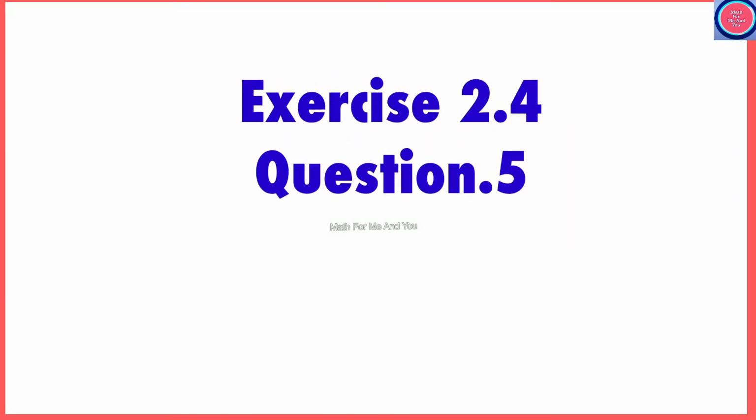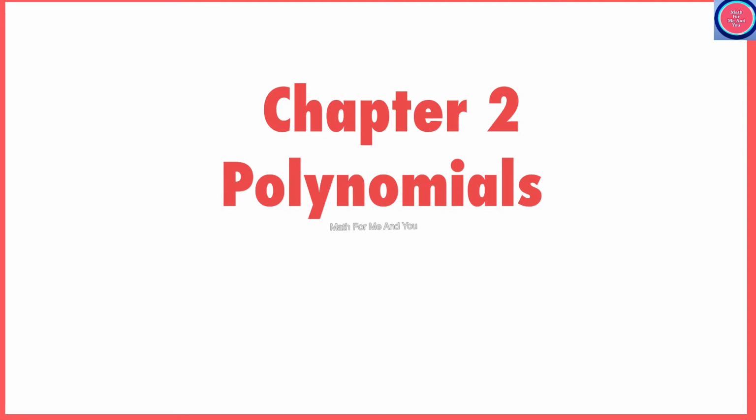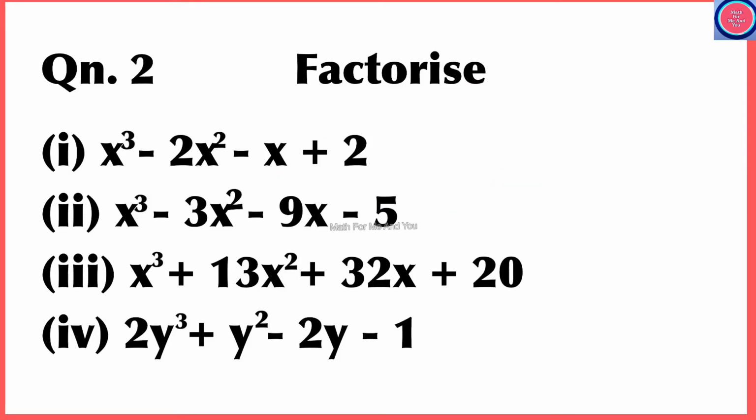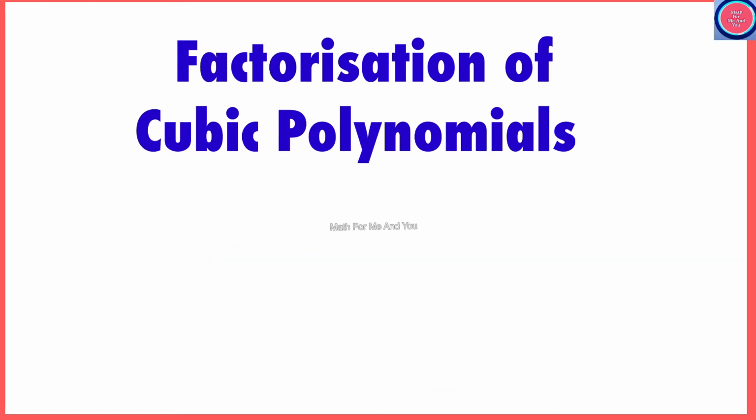Here we are discussing question 5 from exercise 2.4 from chapter 2 Polynomials. Question 2 is factorize the given 4 polynomials. All of them are cubic polynomials. Already I have prepared a video about factorization of cubic polynomials. I shall give you the link in the description box.